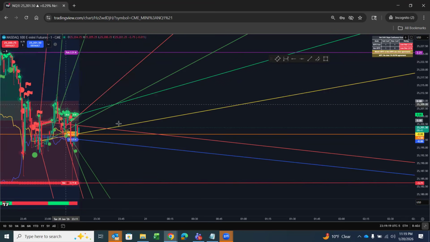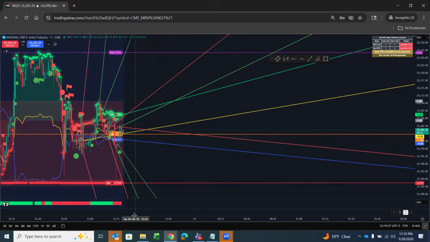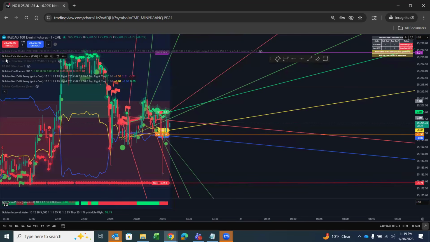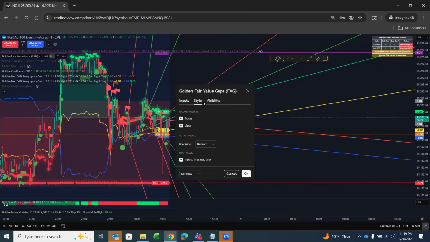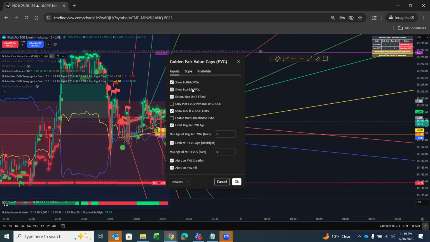If we have bullish fair value gaps, that means there's bullish momentum going on. And an example of a fair value gap, let's see if we can find one on this chart. Right now, I might have to show you all my settings. The way I currently have it to trade futures or scalp during the day is I go to my inputs and I show bullish fair value gaps. I show bearish fair value gaps. I extend the box until filled. I show BOS and CHOCH, the break of structure and change of character lines.